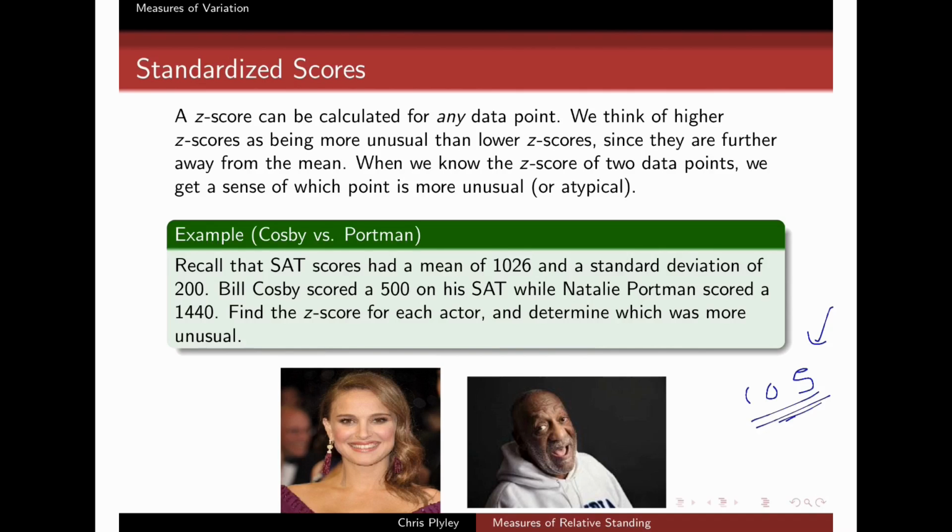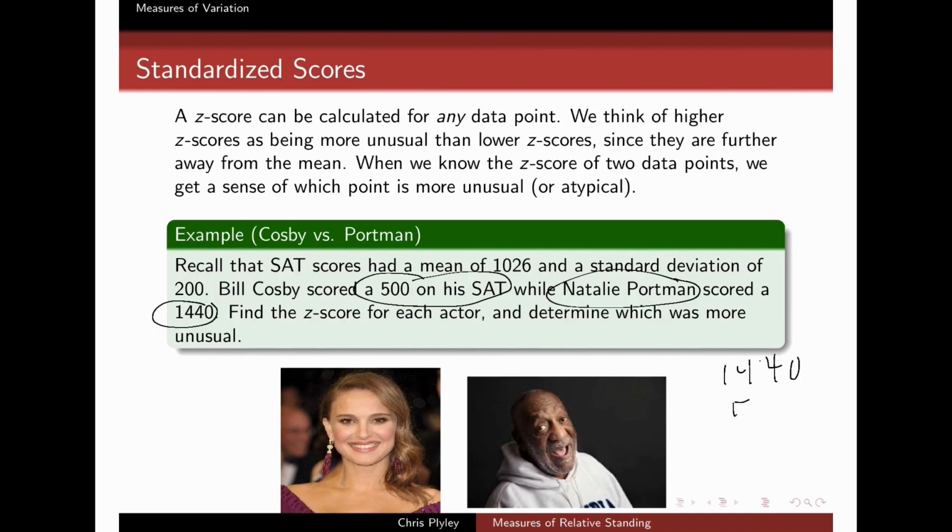So, for example, let's see how we compare 2 data values using z-scores. I have 2 SAT scores. We have, again, true scores, at least if you believe what you read on the internet. Natalie Portman was a very smart actress. I believe she went to Harvard. I might be wrong about that. But her SAT score is reported to be 1440. And Bill Cosby had an SAT score of 500.